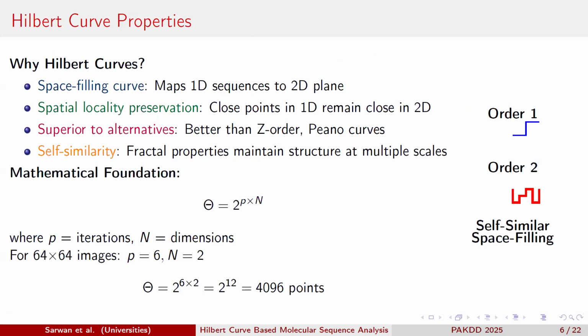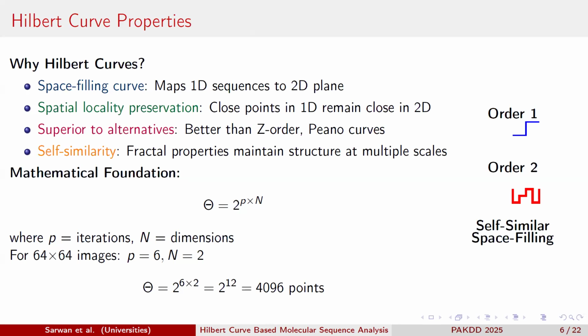So now, why did we choose Hilbert curve specifically? Hilbert curves are space-filling curves that map a one-dimensional sequence to a two-dimensional plane while preserving spatial locality. This means that points close together in the original sequence remain close together in the 2D representation.